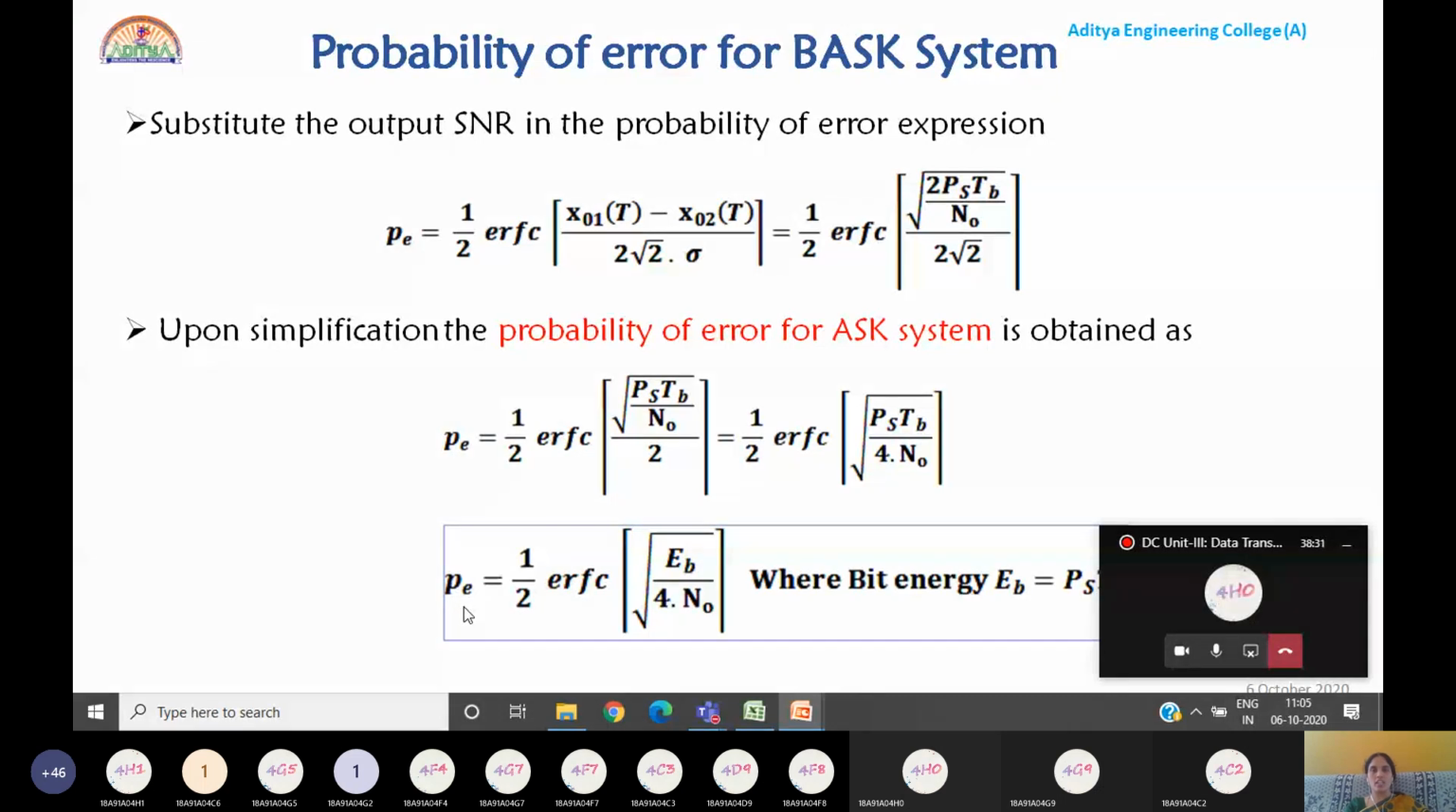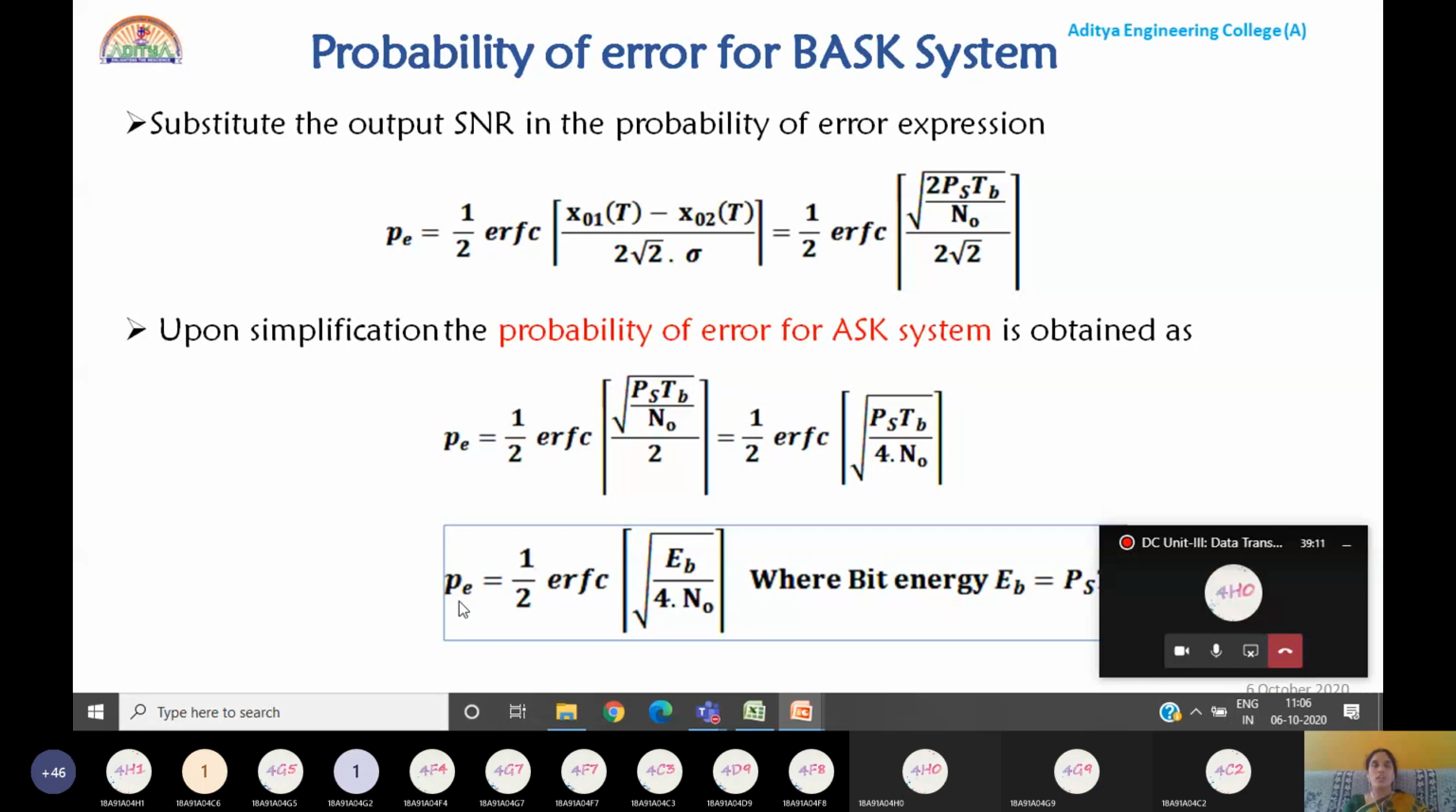So the probability of error for binary ASK, is it high or low when compared to the matched filter? Low, ma'am. Low. Probability of error is low or high? Low, ma'am. See here, the function is complementary error function. So complementary error function gives an inverse relationship between probability of error and the output SNR. So as and when the output SNR decreases, our probability of error will increase or decrease? Increases, ma'am.